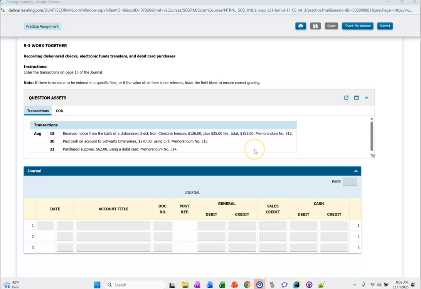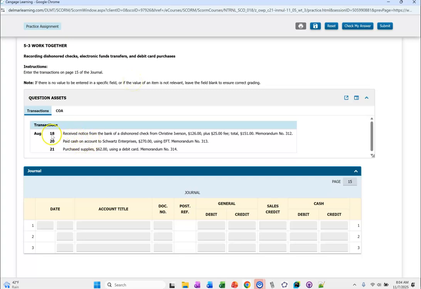Everybody that's interested in following along, have you guys opened up the 5-3 work together? All right. Directions: recording dishonored checks, electronic fund transfers, and debit card purchases. Instructions: enter the transactions on page 15 of the journal. So I'll go to the page number and write 15 in there right away before I forget it. Note if there's no value to be entered, leave it blank, right?